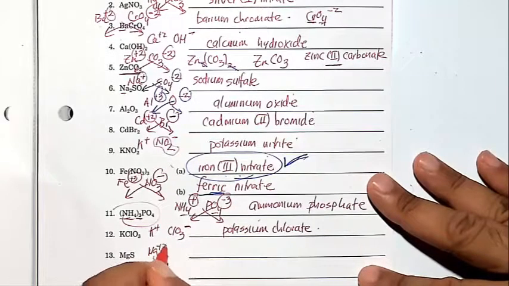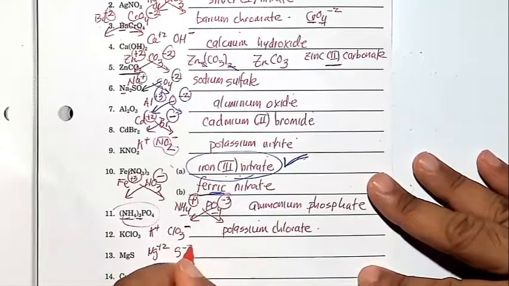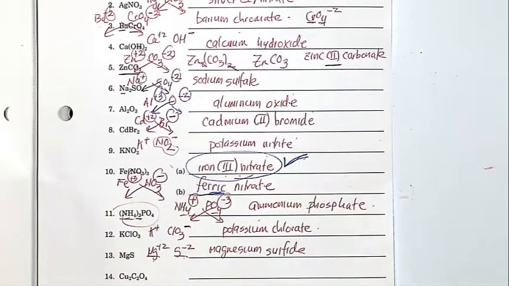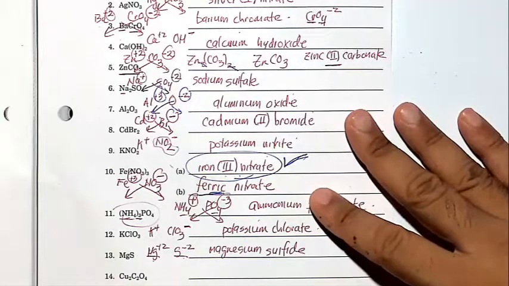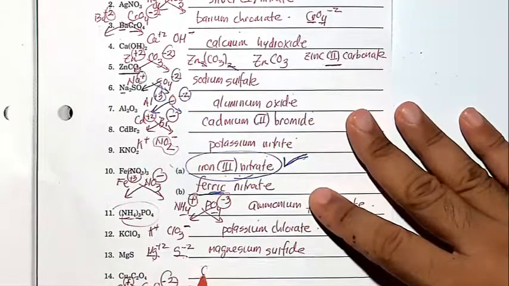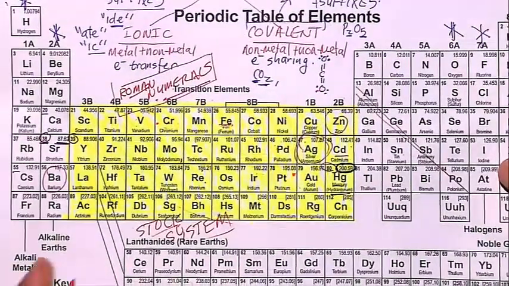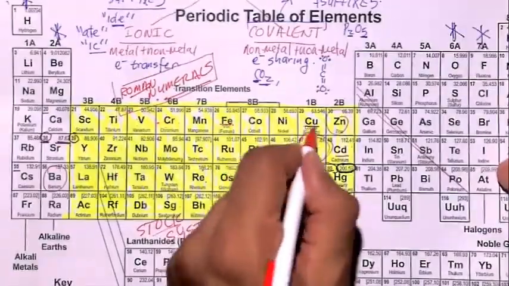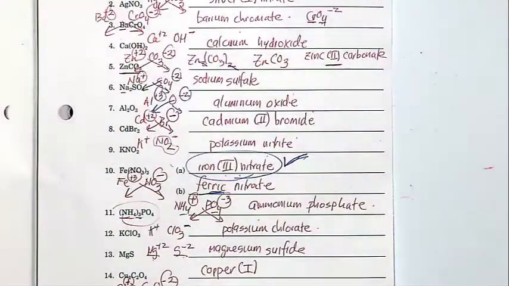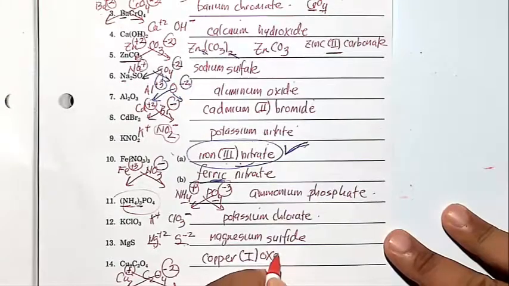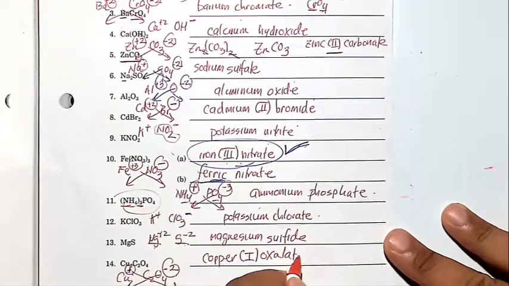Mg is Mg+2. Sulfide is S-2. This is magnesium sulfide. Finally, copper is a transition metal. Copper(I). Roman numeral now, because look at your periodic table. Where is copper in your periodic table? Copper in your periodic table is right here. Copper(I) and C2O4 -2 is the oxalate ion, so this is copper(I) oxalate.